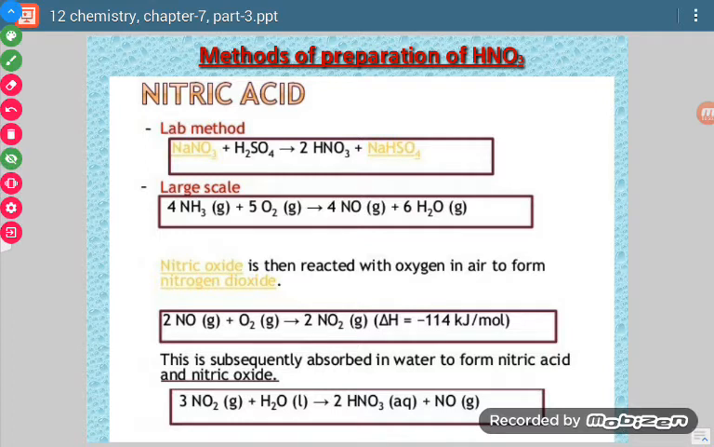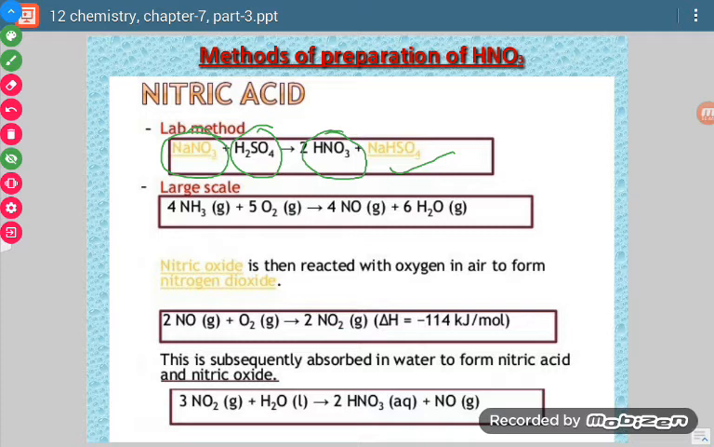The lab method used for preparation of nitric acid is to react sodium nitrate with sulfuric acid, and there will be formation of nitric acid with sodium hydrogen sulfate.